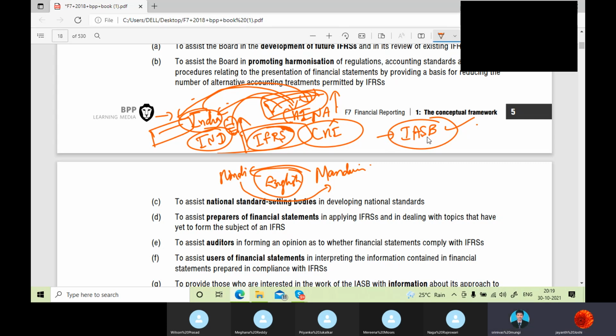Many of the countries are members in this. All the members would be involved, and they would have their own meetings, debates and discussions every year. Standards are not prepared just like that. This is also like a political process, as they make laws in India.